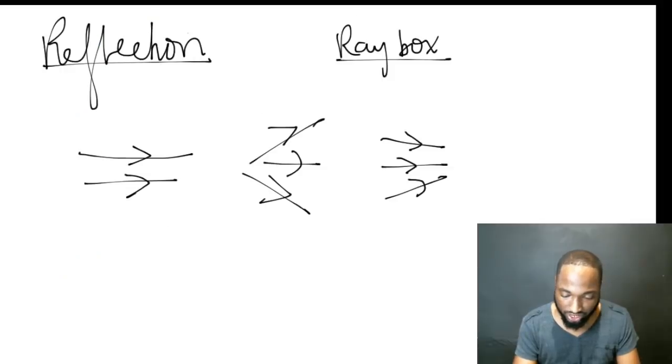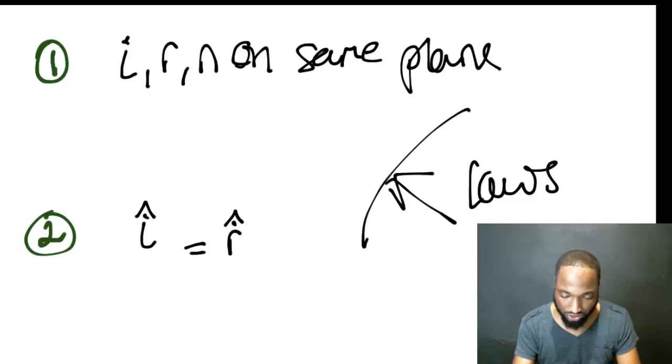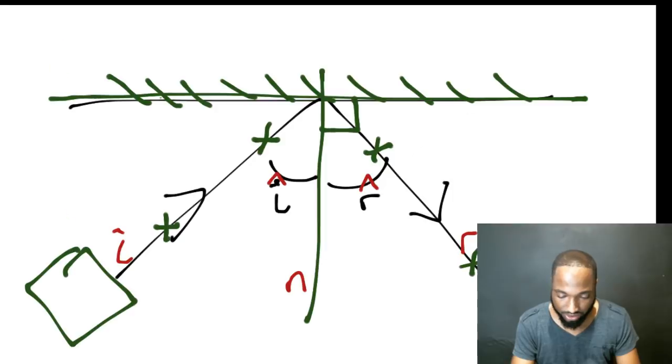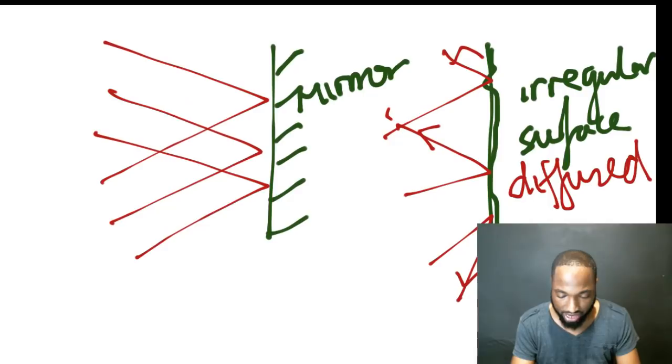Then we talked about reflection, ray box, parallel, diverge, converge, laws of reflection: incident ray, reflected ray, and normal all on the same plane, angle of incidence equal to the angle of reflection, drawing this diagram, mirror, whether it's a diffuse reflection or a perfect reflection taking place.